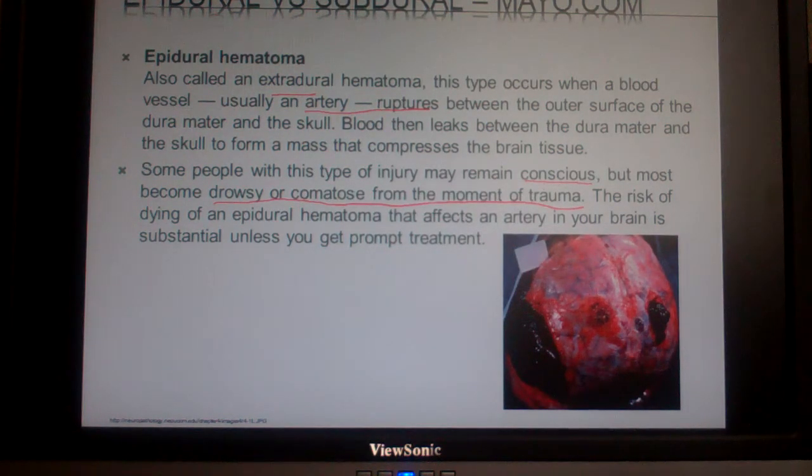So not only did they get whacked by something hard enough to rupture arteries in the epidural space, but now you're starting to see bleeding there, and it looks pretty fast as far as the manifestations, because again, with epidural hematoma, we're talking an artery, not a vein here. These things rupture, they bleed pretty fast. Risk of dying from an epidural hematoma that affects an artery in your brain is substantial.